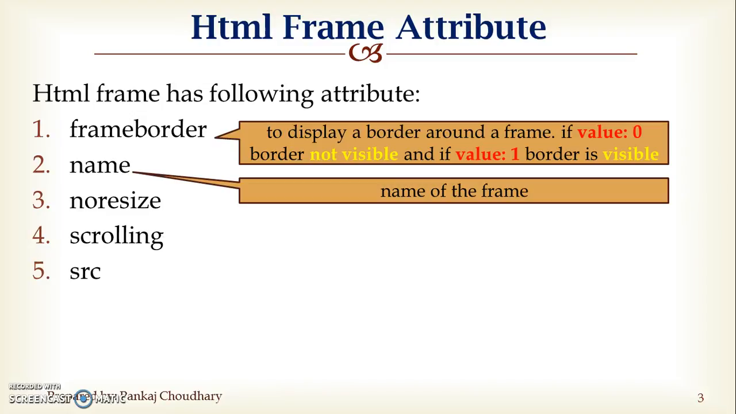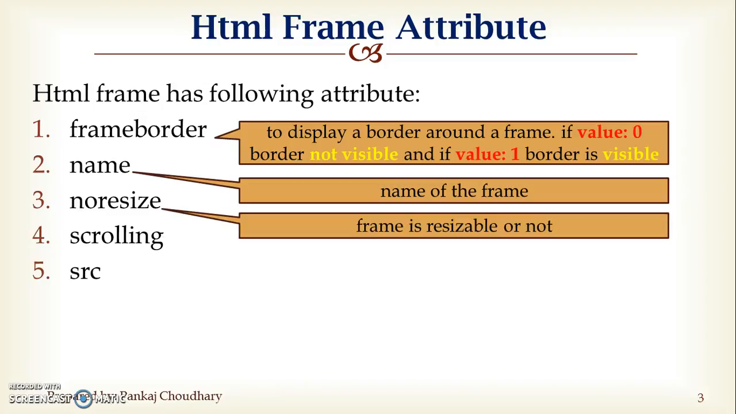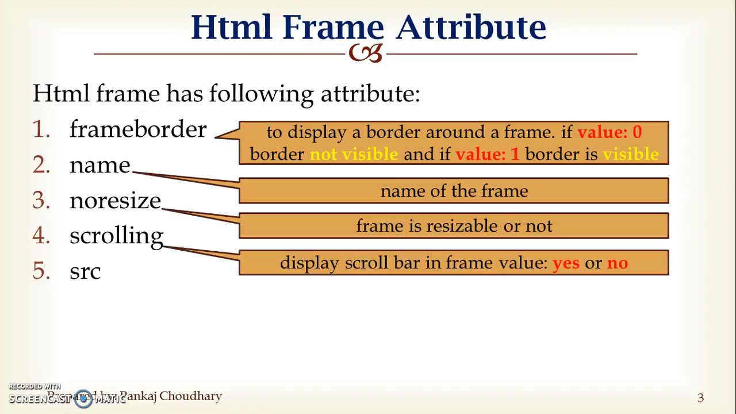Noresize is used to specify whether the frame is resizable or not. The scrolling attribute is used to provide the scroll bar in the frame. There are three possible values: yes, no, or auto. When scrolling is set to yes, the scroll bar is available. When scrolling is set to no, no scroll bar is available for the frame. When the scrolling value is set to auto, then the scroll bars appear automatically when required in the frame.